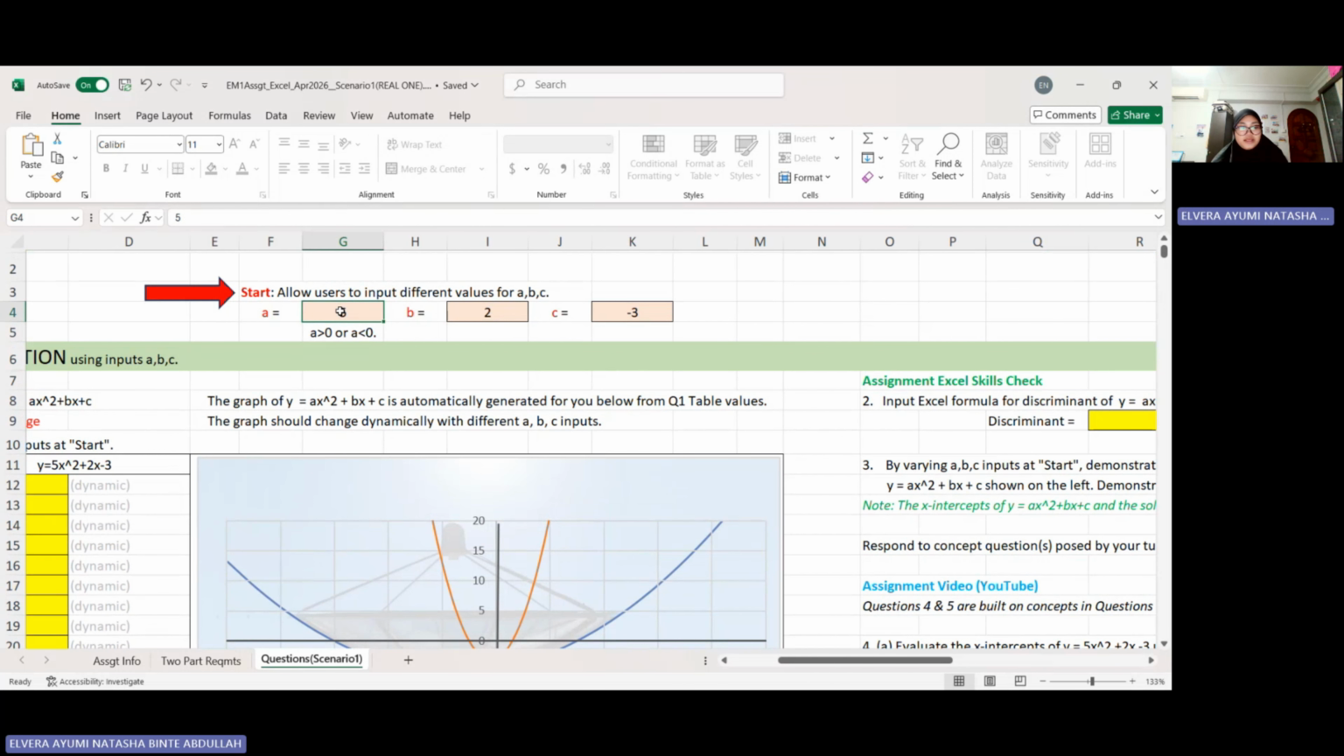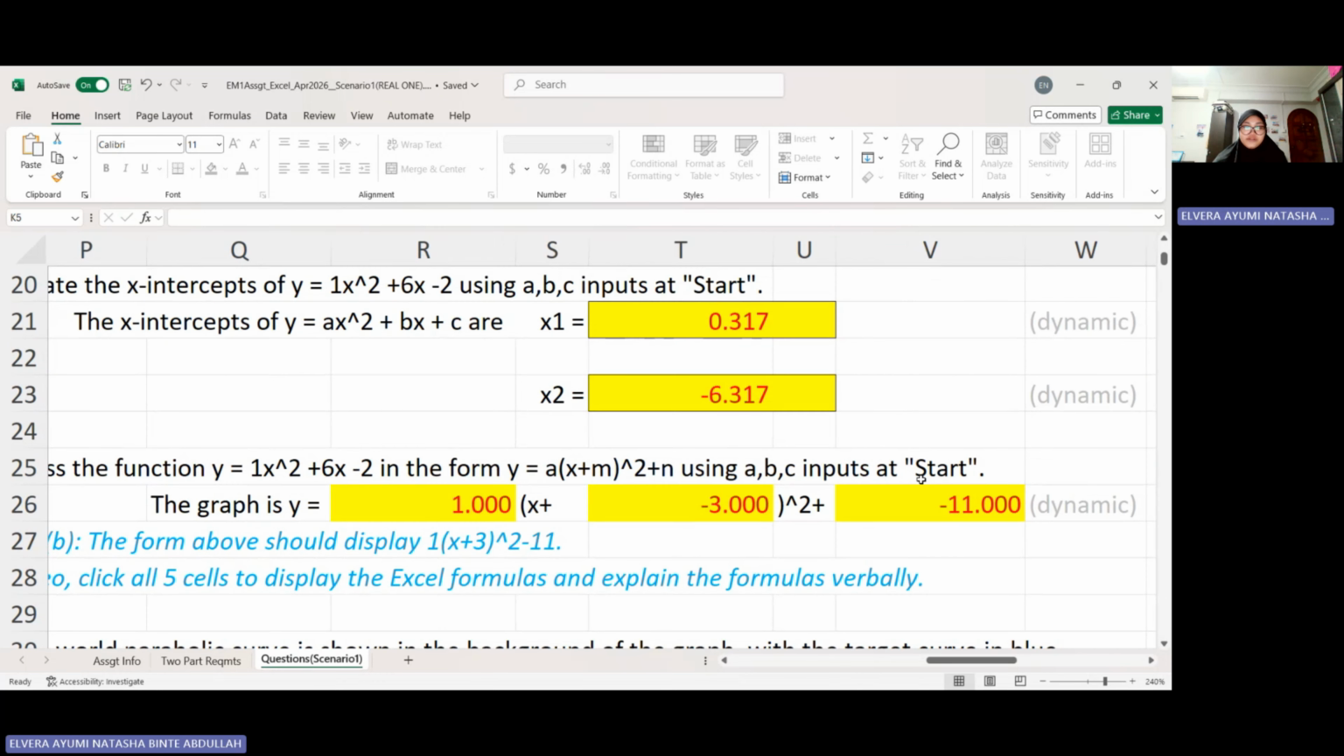For A, let's put it as 1, B, let's put it as 6, and C as negative 2. The values change.